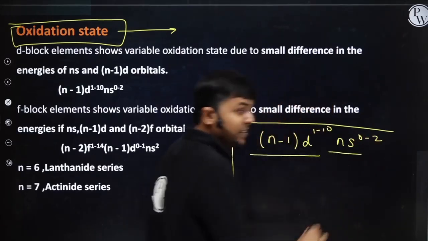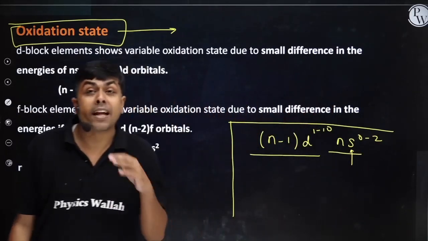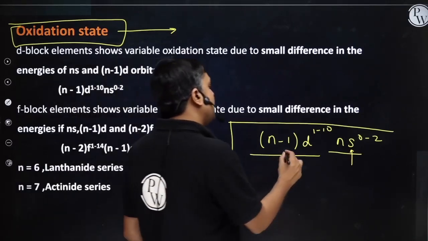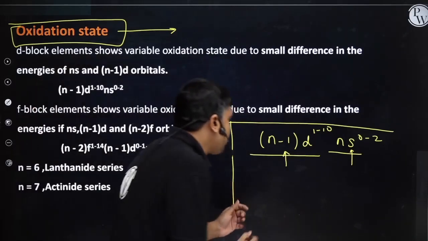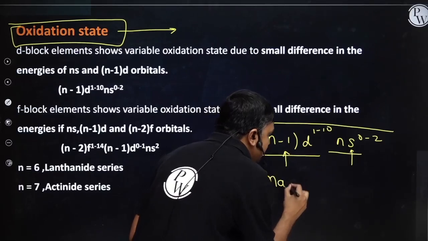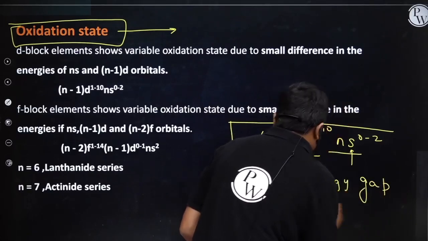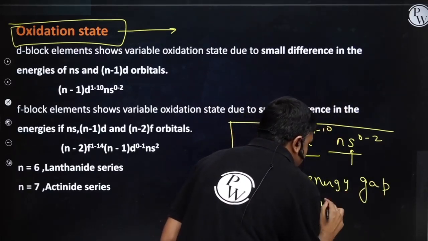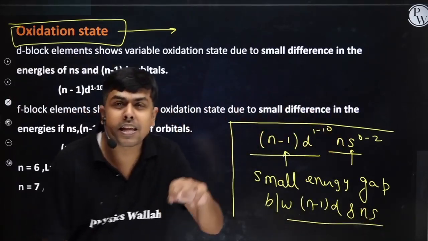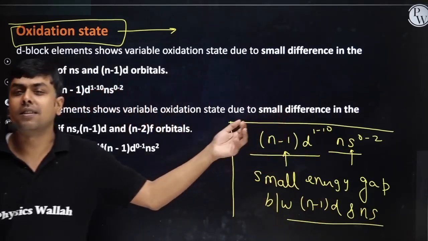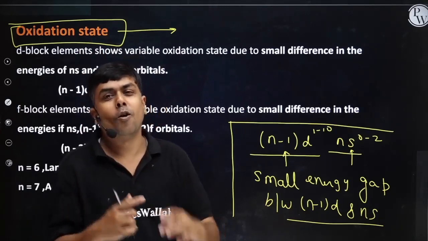Now, student, apart from this s subshell, electrons can also be removed from this (n minus 1) d subshell, right? Why can electrons be removed? Because of the small energy gap between (n minus 1) d and ns. Apart from this ns subshell, electrons can be removed from this (n minus 1) d subshell also. That's why this d block element exhibits variable oxidation state.